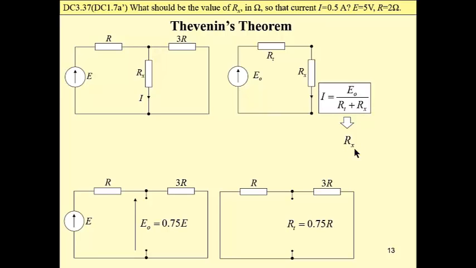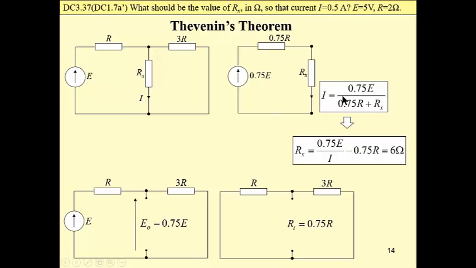So below we have two circuits for calculation of E sub O and R sub T. Obviously these circuits are trivial, very simple, and these calculations are very simple. If we set these values into this equation, we obtain the following equation, and from this equation it is only one simple step to find that the resistance that we are looking for is 6 ohm.